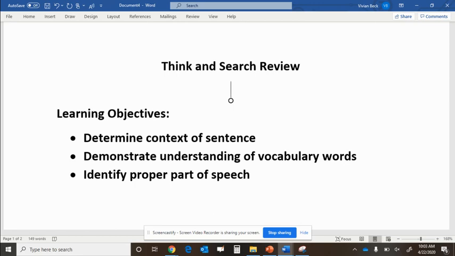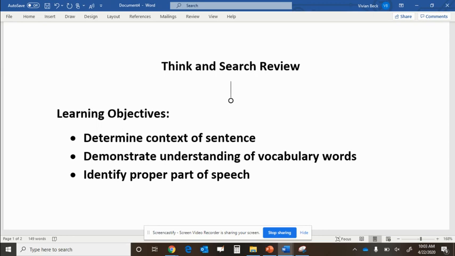Okay, so in this video, we're going to review the think and search strategies. And remember, there's really a long list. In order to do this appropriately, to engage in active reading using your skills of logic and observation to determine the meaning of a word in a sentence.